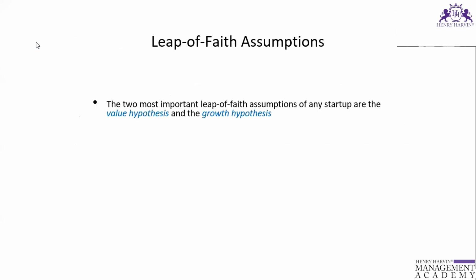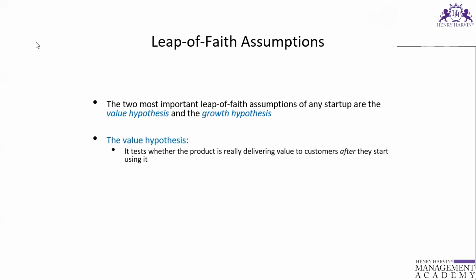We will put these assumptions into two categories: value hypothesis and growth hypothesis. We have seen a lot of success metrics and a lot of hypotheses, and we can put these hypotheses into two categories. One is called value hypothesis and one is called growth hypothesis. This is how we conclude before the final decision whether we should go ahead with this MVP or not.